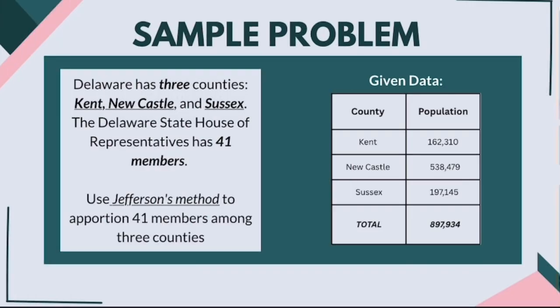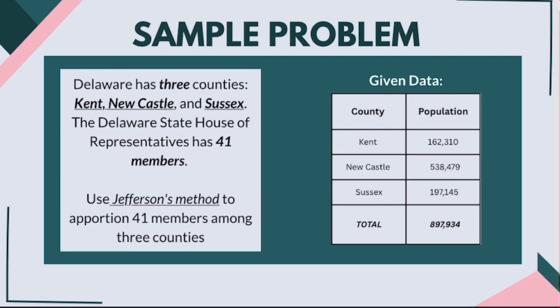Now that we know what Jefferson's method is all about, its description, its introduction, its steps and procedures, let us now move on to a sample problem for you to know how to apply Jefferson's method. For our sample problem, the given here is: Delaware has 3 counties: Kent, Newcastle, and Sussex. The Delaware State House of Representatives has 41 members. Use Jefferson's method to apportion 41 members among 3 counties.